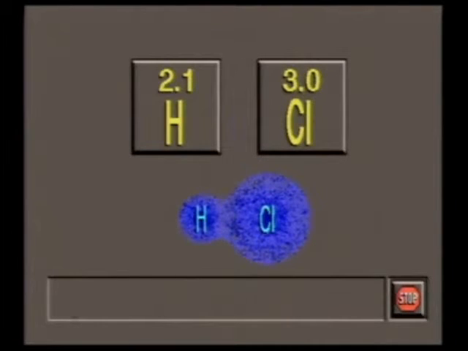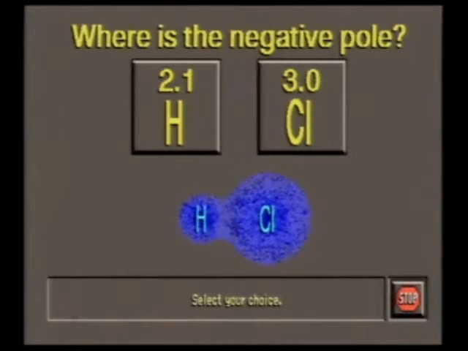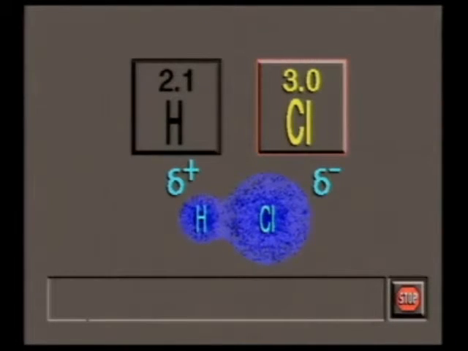Which atom has a negative pole? Chlorine has a greater electronegativity, so it attracts the shared electrons more strongly. It is slightly more negative than the hydrogen end. Since the electrons are being pulled away from the hydrogen atom, the hydrogen end becomes the positive pole.